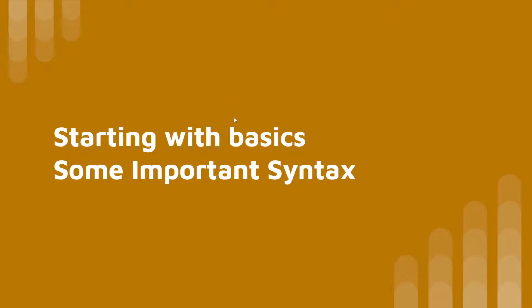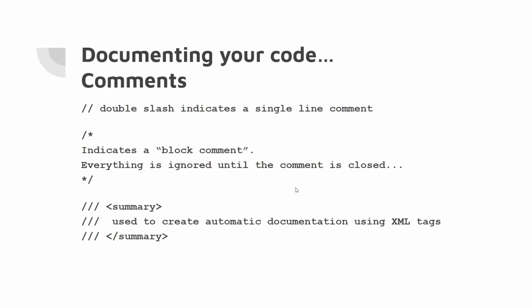So let's start with some basics, some important syntax of C# so we can kind of hit the ground running, right? This is a whirlwind tour, and then we're going to learn a lot more by doing, right? So first, some rules. Comments. One of the first things you should learn is document your code. Put in comments, right? Double slashes, if you put a // double slash indicates a single line comment.